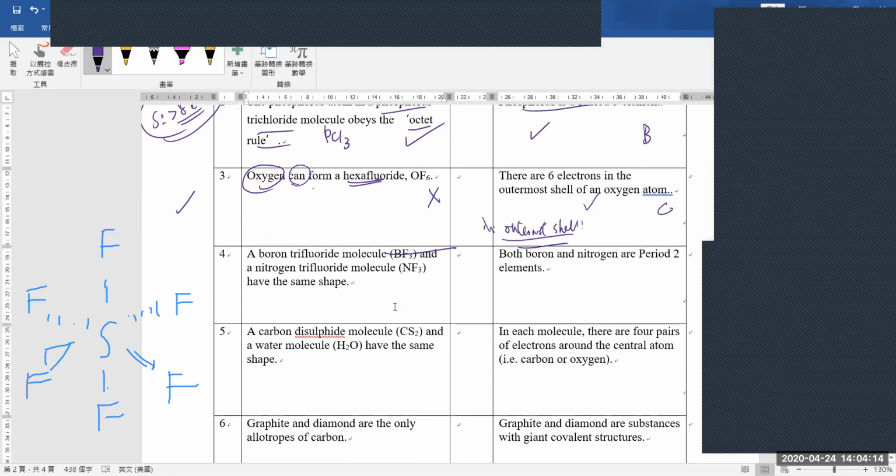Question four. Boron trifluoride and nitrogen trifluoride molecules have the same shape. Both are period two elements. Chen Hongwei. Marcus, explanation is all right. Question four. What is the difference? The shape is different, right? Tell me the difference in shape, BF3 and NF3.